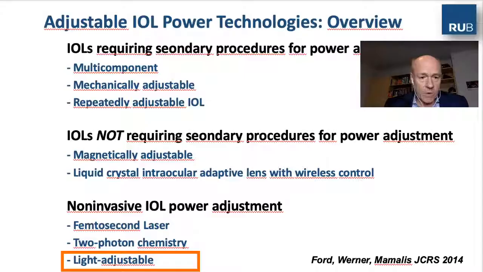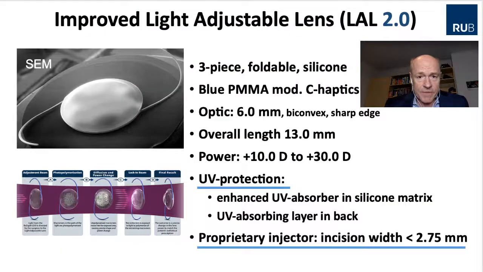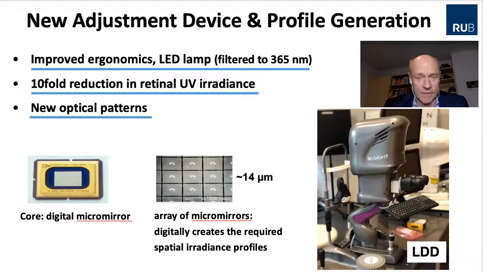And the second option is the light adjustable lens technology, which is available as a three-piece foldable silicone IOL with a 6mm optic, 13mm overall diameter. It comes from 10 to 30 diopters with UV protection and a sub 2.7mm injection, with an improved LDD device in ergonomics and UV irradiance.